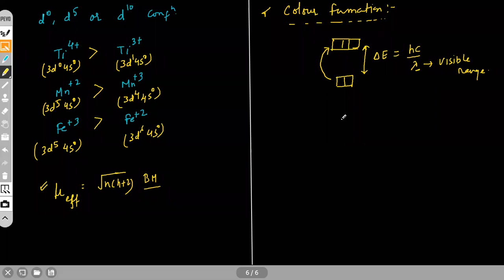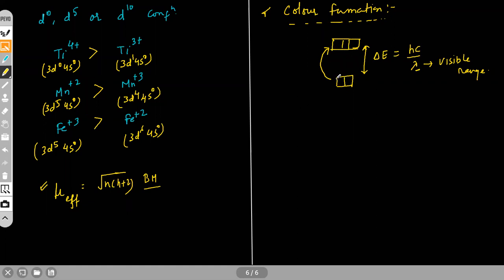Hence, whenever the electron excites into the higher orbital, it absorbs radiation from visible region. Whatever the difference in energy we have, it absorbs from the visible region and jumps into the higher energy orbital. And when it jumps, it shows the complementary color. Okay, opposite color basically. You understood this?